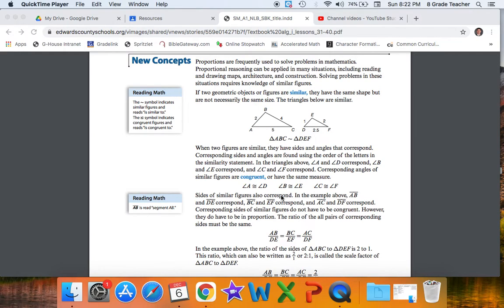In the example above, the ratio of the sides of triangle ABC to DEF is 2 to 1. The ratio, which can be written as 2 to 1 or 2 over 1, is called the scale factor for triangles ABC and DEF. So this is twice as large just based on the size of those sides.